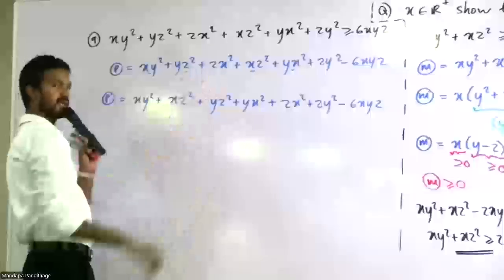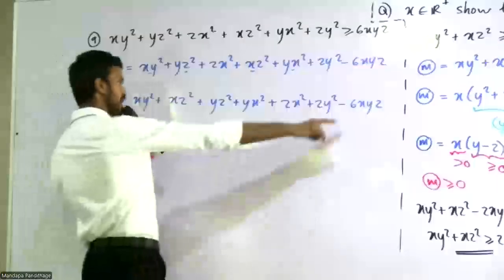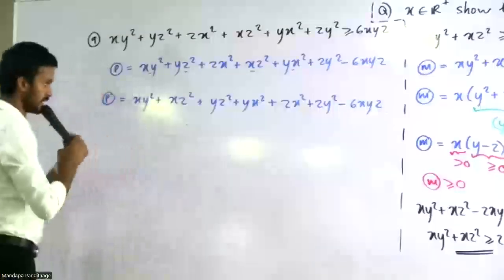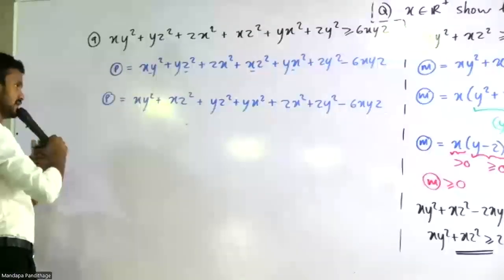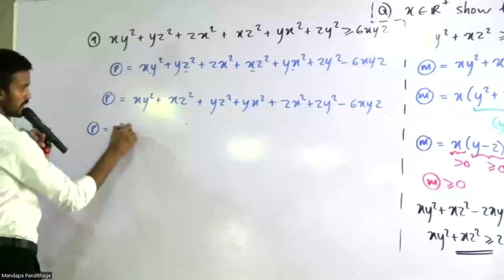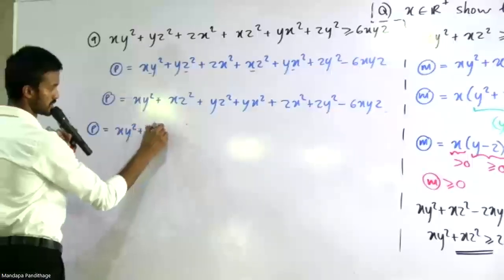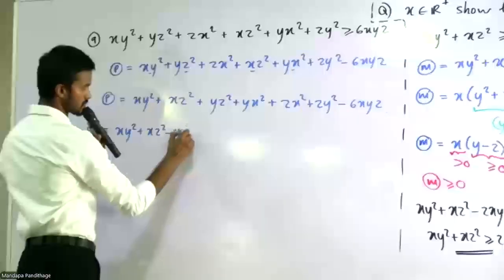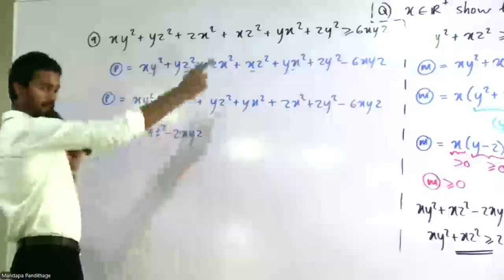You can do the work we did earlier. So then I'm splitting this minus 6 into 3. Then I can write: I'm putting xy squared, xz squared, minus 2xyz. I'm taking minus 2 of this.